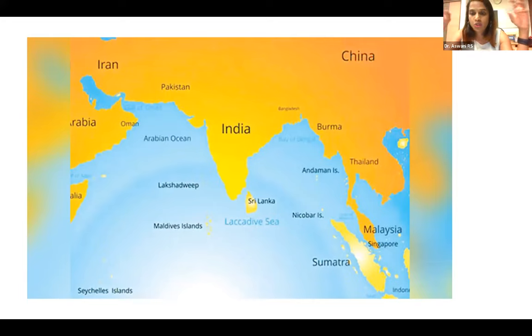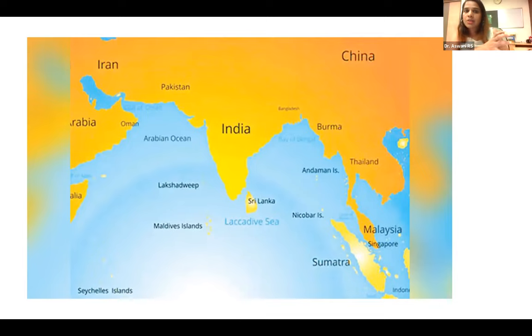But understanding this geography is so important when we talk about Indian Ocean politics, because when we say Indian Ocean politics, we are actually talking about geopolitics. And to understand the minute aspects of the politics of this region, you have to clearly understand the geographical layout of the region. So that's why I got this map and I'm trying to explain all those minute things over here. Okay.